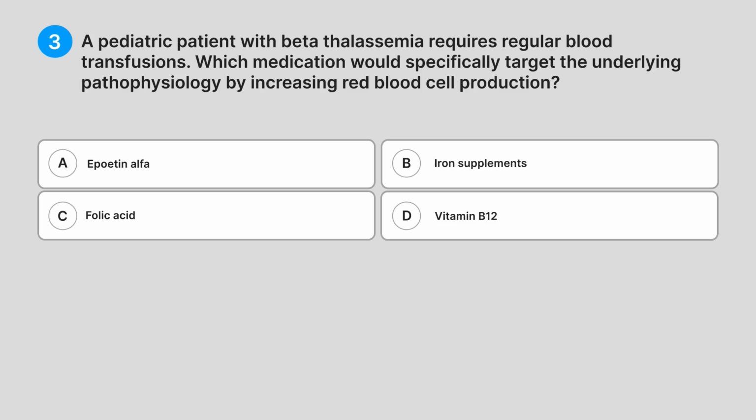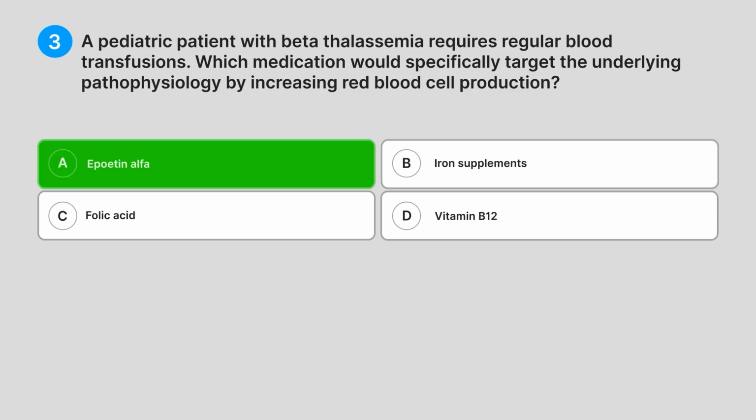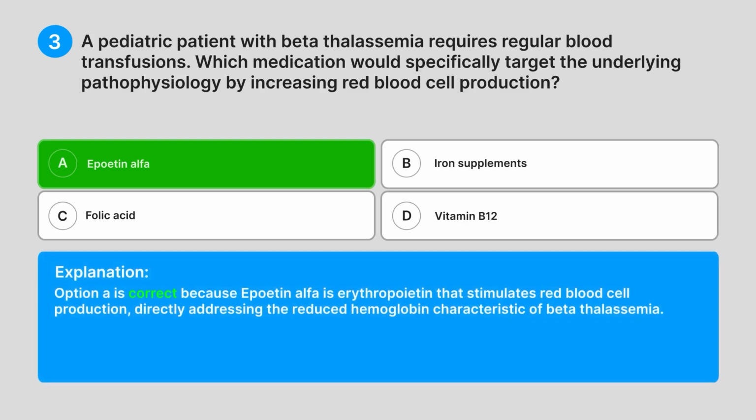Correct answer, A. Epoetin alfa. Explanation: option A is correct because epoetin alfa is erythropoietin that stimulates red blood cell production, directly addressing the reduced hemoglobin characteristic of beta thalassemia.